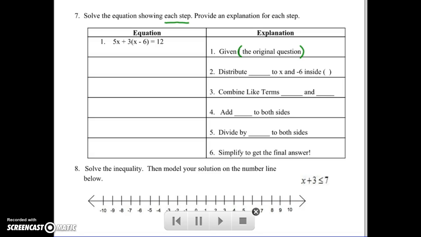Today we're going to cover questions 7 and 8. Solve for the equation showing each step. Provide an explanation for each step. And notice I've provided you an outline since this is the review.